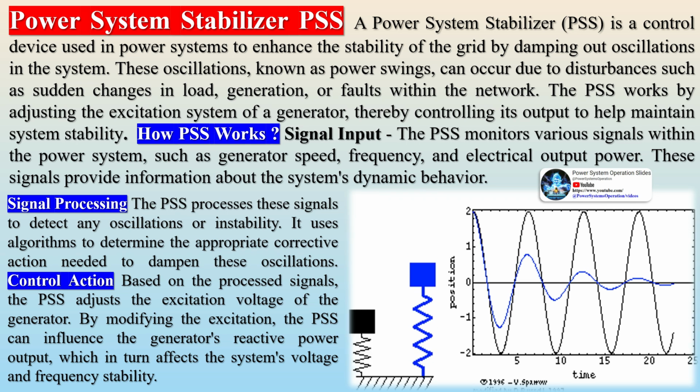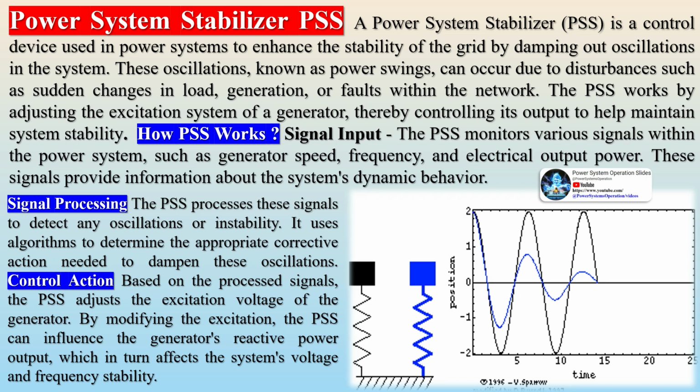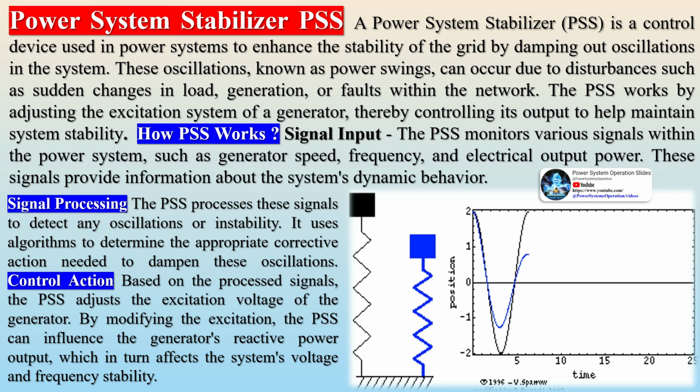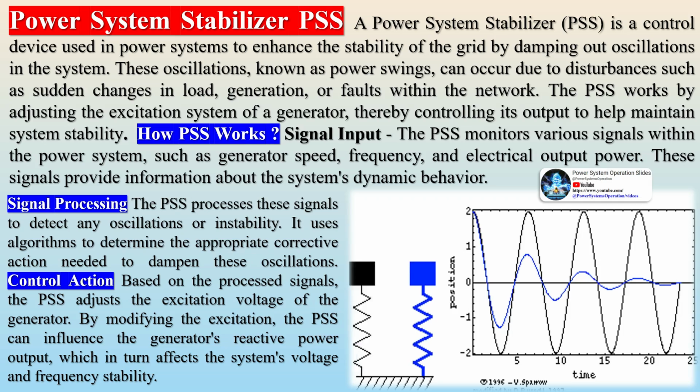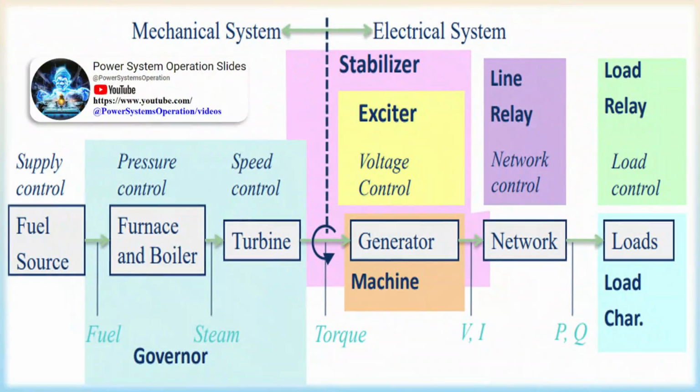The PSS monitors various signals within the power system, such as generator speed, frequency, and electrical output power. These signals provide information about the system's dynamic behavior. Excitation systems with high gain and fast response times greatly aid transient stability (synchronizing torque), but can also reduce small signal stability (damping torque). Power system stabilizer (PSS) control provides a positive contribution by damping generator rotor angle swings, which are in a broad range of frequencies in the power system.